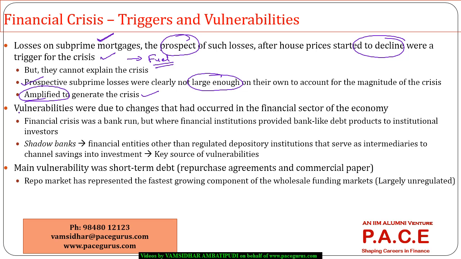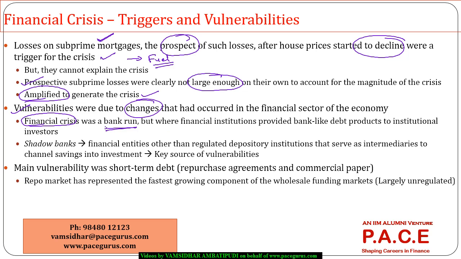And if you look at the vulnerabilities, they came out during the crisis primarily because of the changes that have occurred in the financial sector. The whole financial crisis resulted in a bank run. People were withdrawing the money from the banks. Even the investors were withdrawing the money from the various funds in which they have invested.